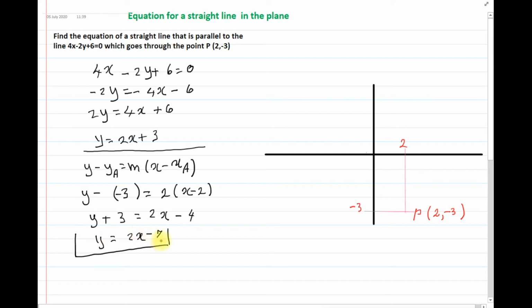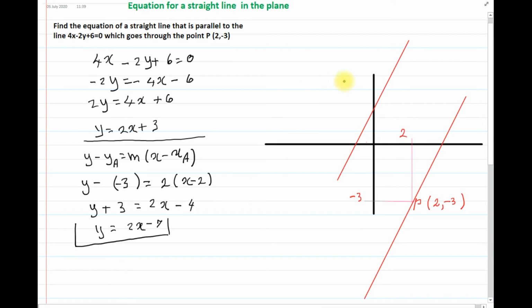So this is the equation of the line that we're looking for. As you can see in this diagram that I've sketched, this is our first line, which is 4x minus 2y plus 6. Now when we wrote it in terms of y equals 2x plus 3, this has a gradient of 2, i.e. rise divided by run is 2 here, or the tan of this angle is 2 for those who've done trigonometry. And here the intercept will be 3 at that point.